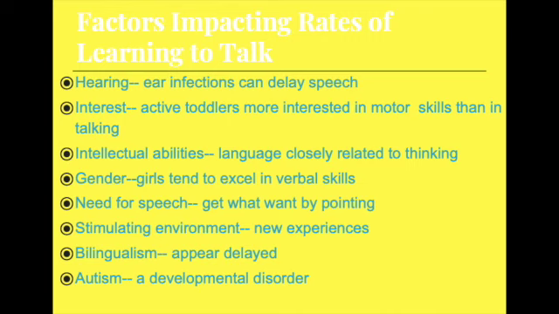Need for speech. Some children get what they need without saying anything. For example, if a toddler receives milk by pointing or holding a cup or crying, there's no need for the child to learn to say, I want milk. Stimulating environment. Just as adults have more to say when they have new experiences, so do toddlers. Bilingualism. Bilingual toddlers spread their learning of language across 2 languages. Unless other factors are involved, they typically appear delayed, but they are not.